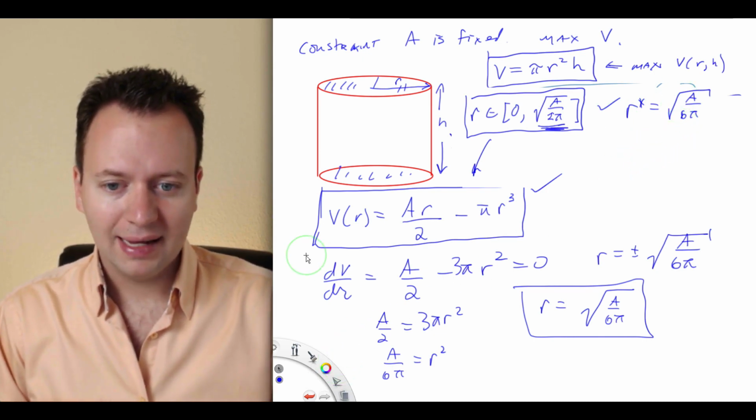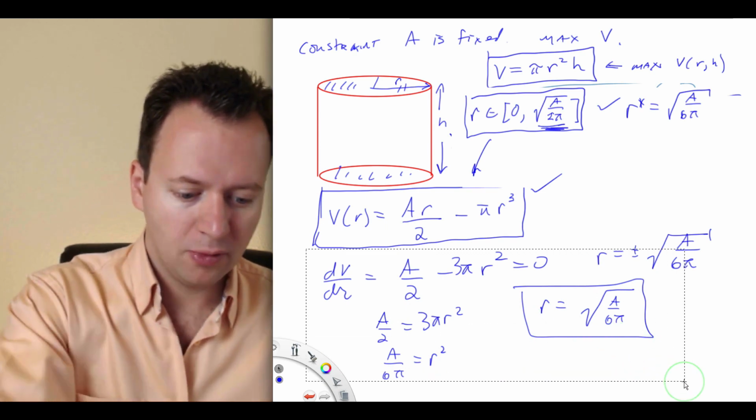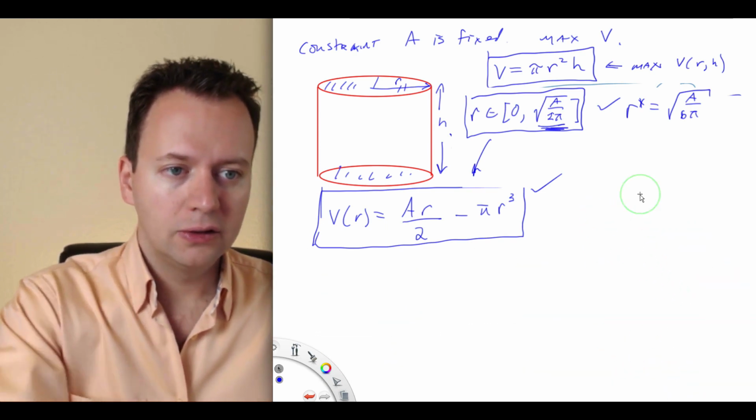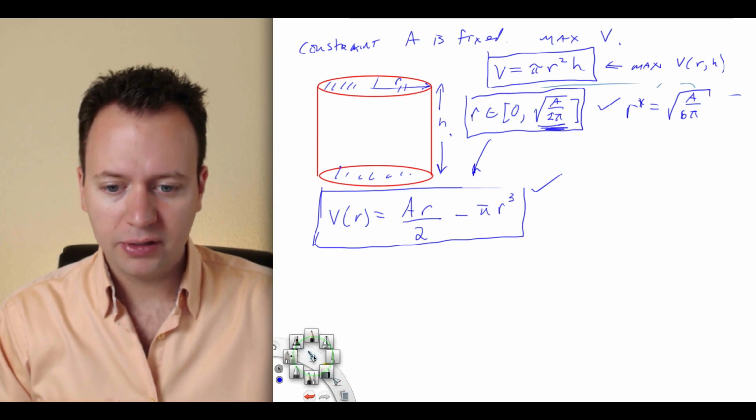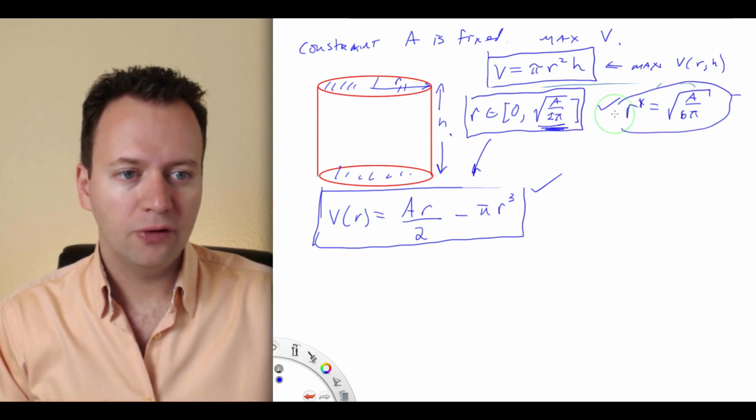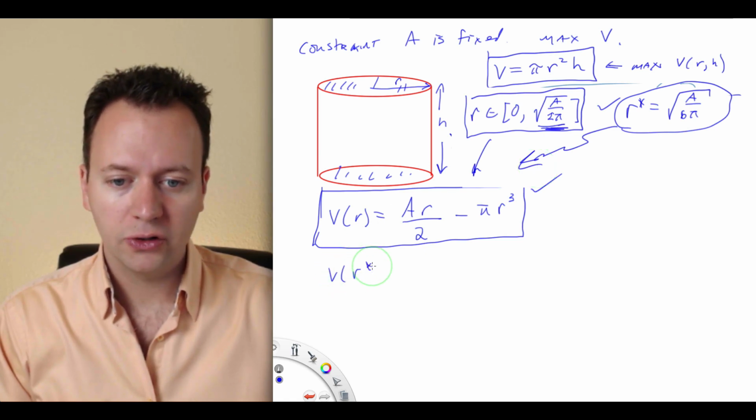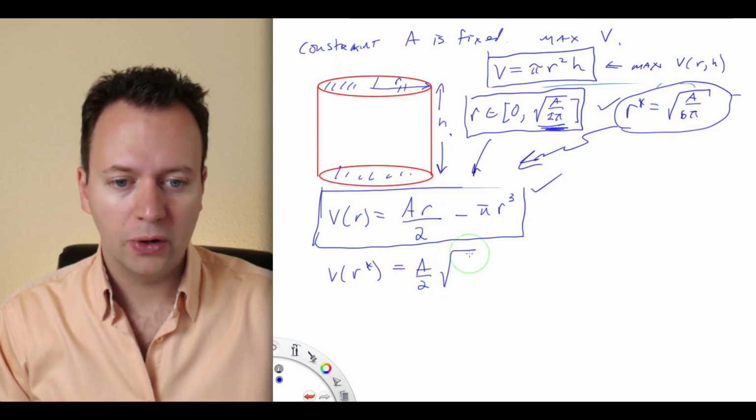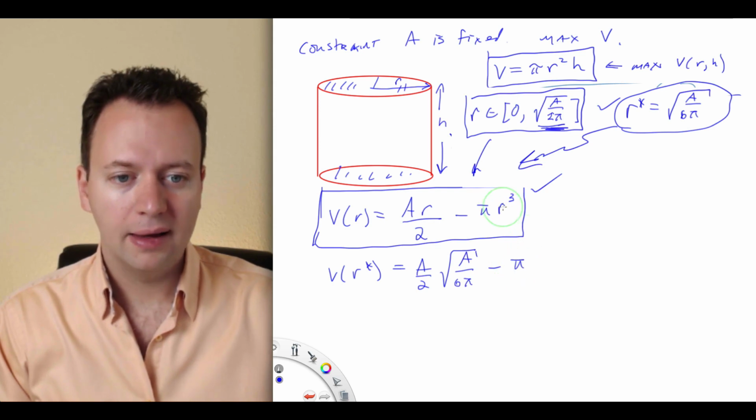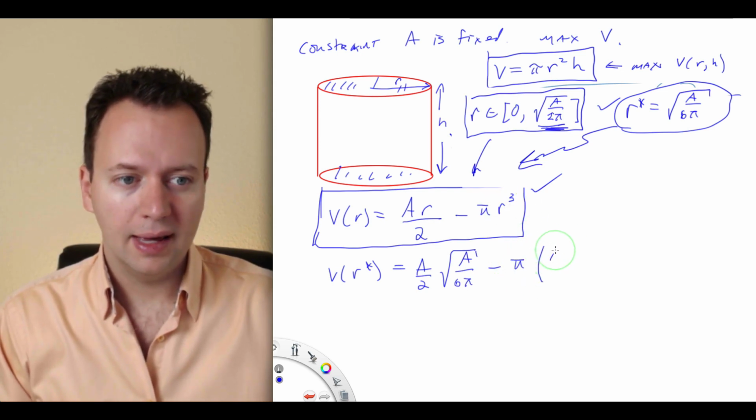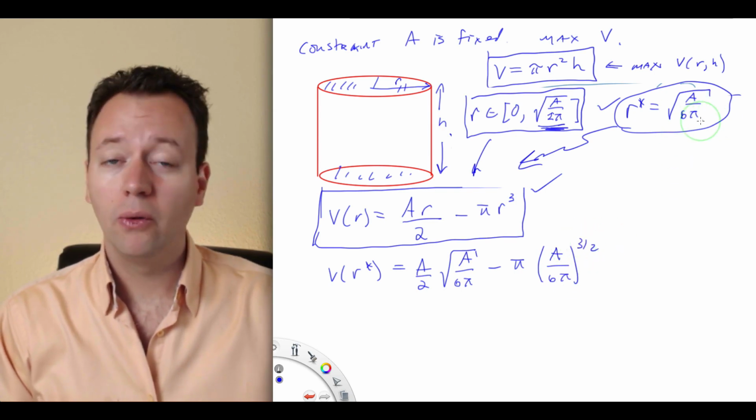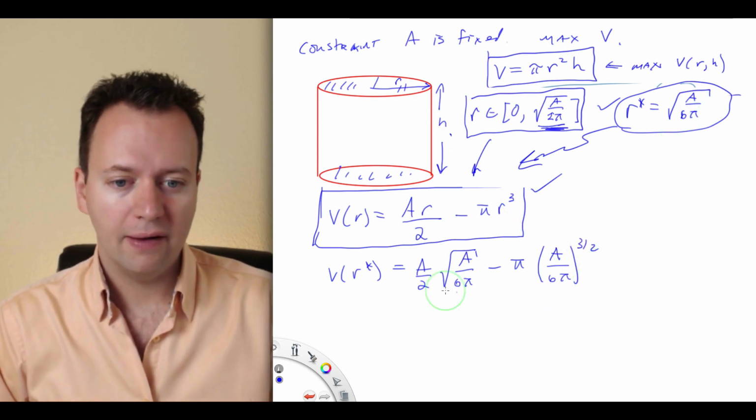Okay, so lastly, let's actually figure out what the maximum volume is. To do that, we just have to substitute this formula for r star back into our volume equation. So we get v of r star, so we get a over 2 times r star, which was the square root of a over 6 pi, minus pi r cubed. So we're going to get a over 6 pi to the 3 halves. The square root is 1/2, and then we cube it to get 3 halves.